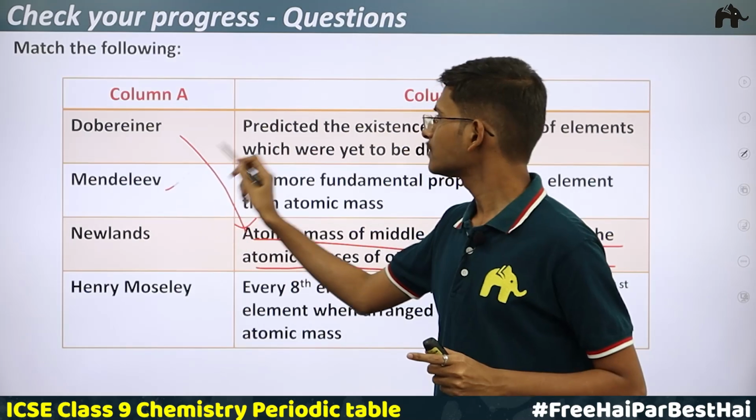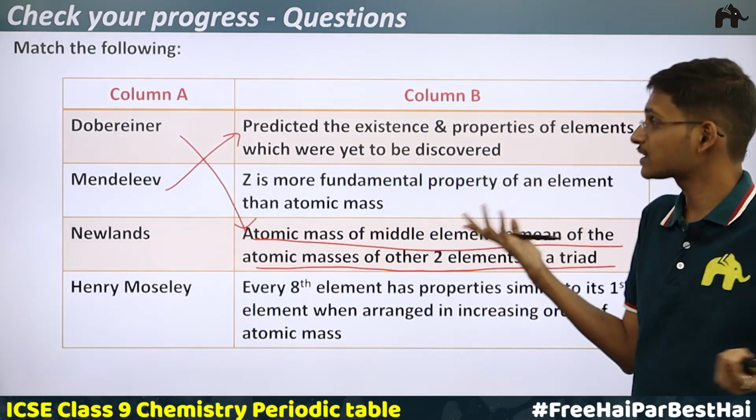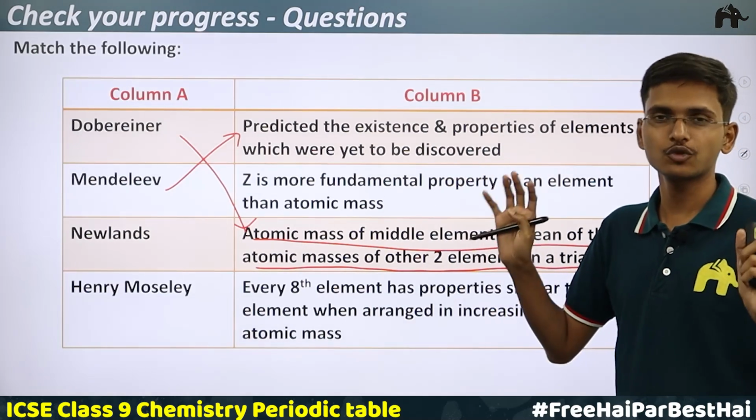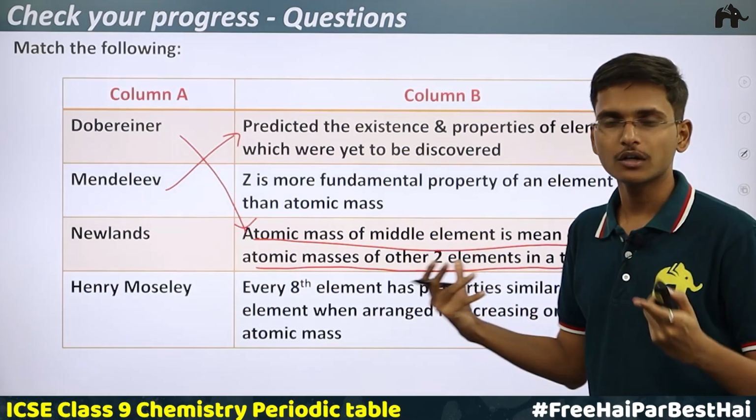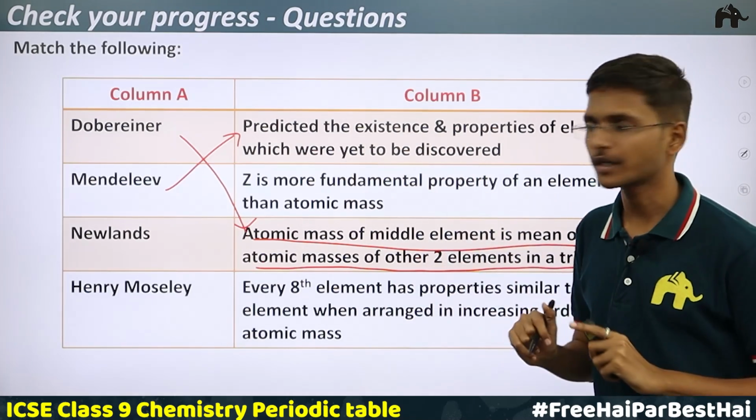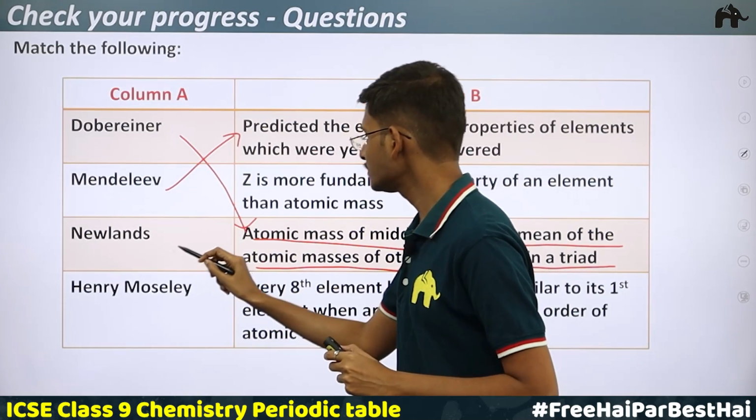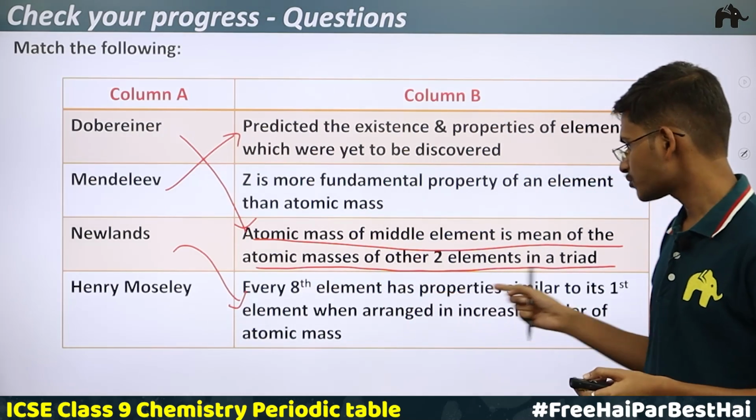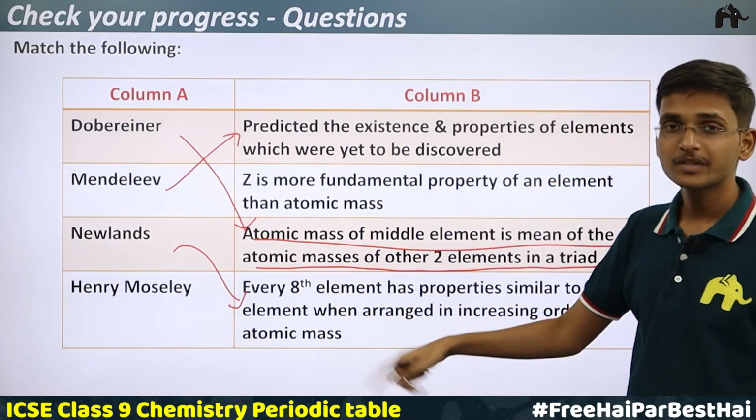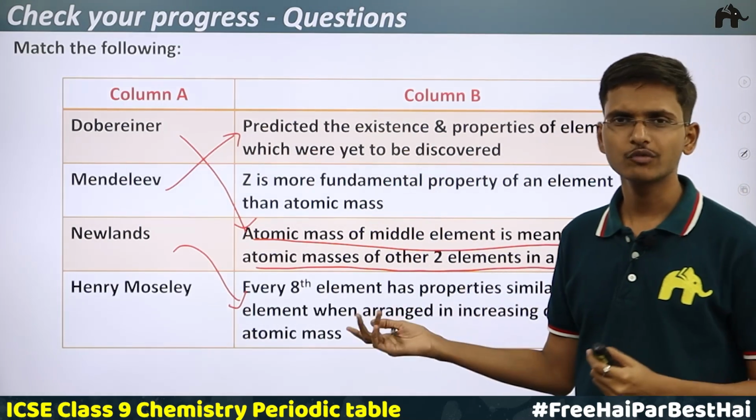So Mendeleev predicted the existence and the properties of the elements which were yet to be discovered. That was a huge breakthrough and great success of Mendeleev's periodic table, or Mendeleev's contribution towards the development of the periodic table. And then comes Newlands. What he observed was that every 8th element has properties similar to the first element when they are arranged in the increasing order of their atomic masses. So this was Newlands' law.